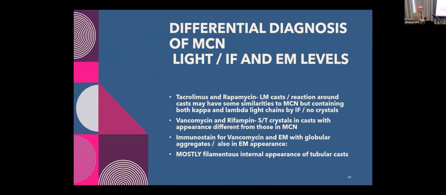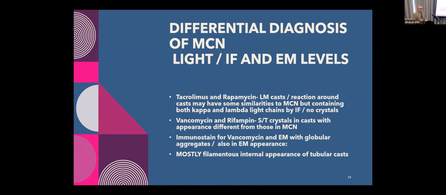Now, I want to show you two more examples that are very important. There has been a case described of tacrolimus and rapamycin giving you an appearance on light microscopy, which I'm going to show you right now, that really mimics myeloma cast nephropathy. But in that case, both kappa and lambda were positive. Therefore, that would eliminate the possibility if you're looking at it from that point of view.